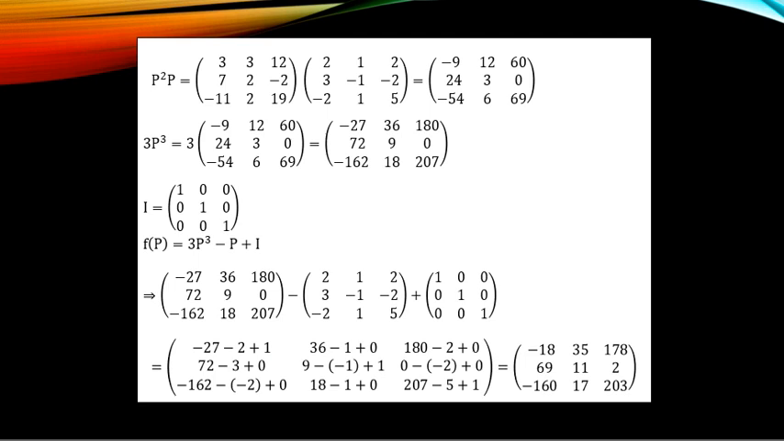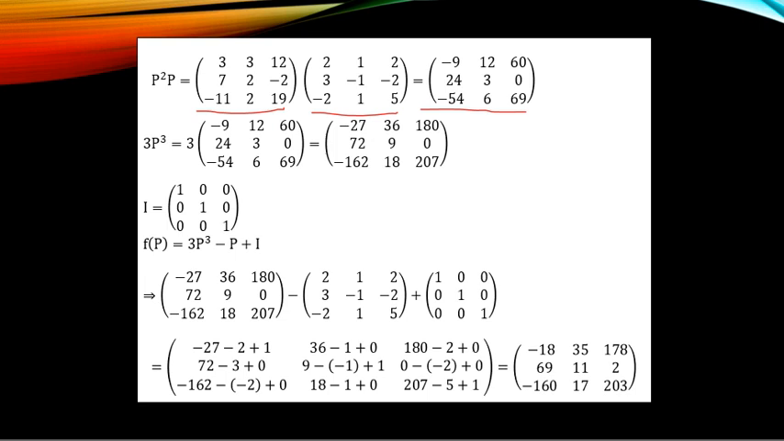Okay, so P cubed now is P squared times P. So this is matrix P squared, and this is matrix P. The way we obtain P squared, that is P times P, the same way you will obtain P cubed. You obtain P squared times P, and this is the resulting matrix. You now look for 3P cubed.